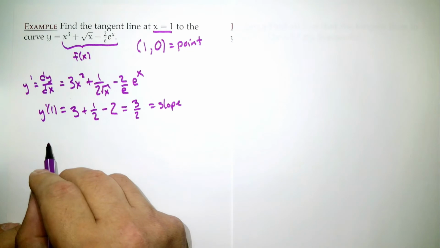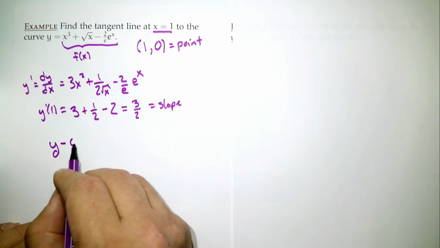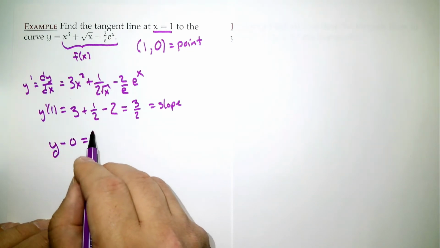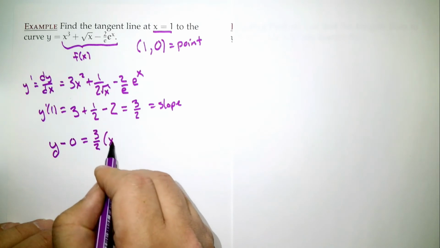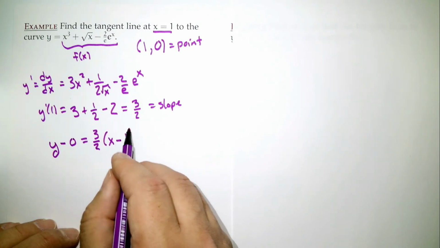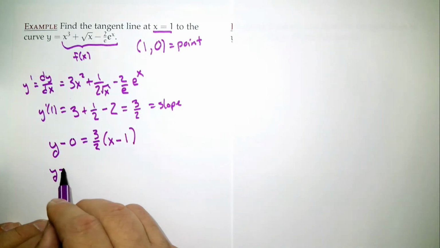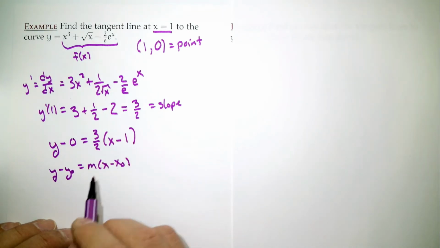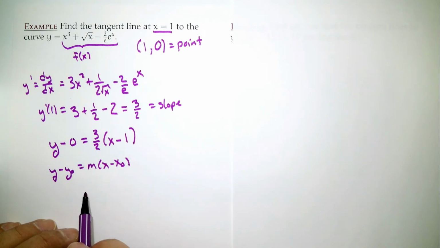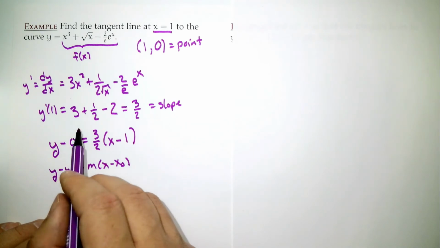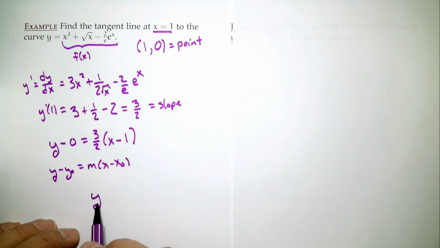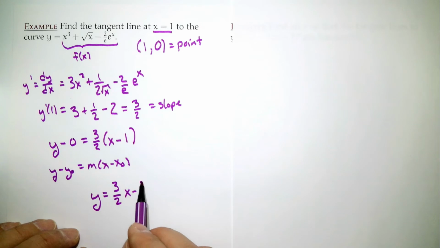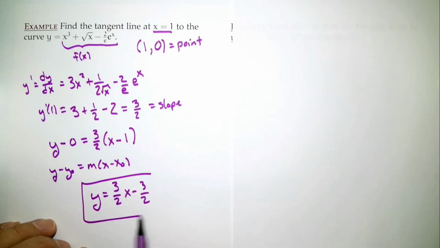So we can say that y minus our y coordinate is equal to our slope times x minus our x coordinate. So this is that formula, y minus y naught is equal to m times x minus x naught. And we could, if we wanted to, simplify. For example, it turns out that 0 is 0, so that goes away. And we could multiply this through, so we could say y is 3/2 x minus 3/2. And there we go.